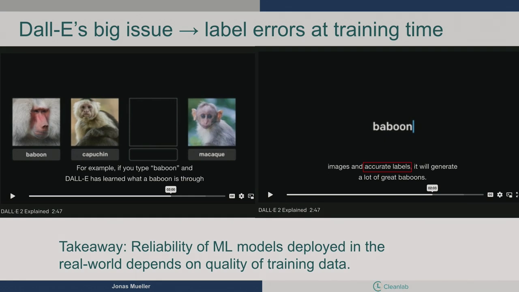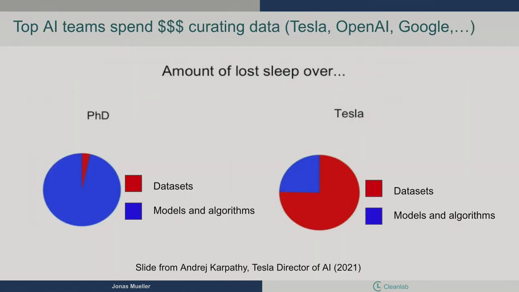The main takeaway is that the reliability of these models, in order to produce products that really work reliably at scale, depends on having high quality training data. The same holds for other companies like Tesla. This is a slide from the former AI director at Tesla, Andrej Karpathy, showing how much time they spent curating data sets instead of worrying about what kind of machine learning model or training algorithms they were going to use.